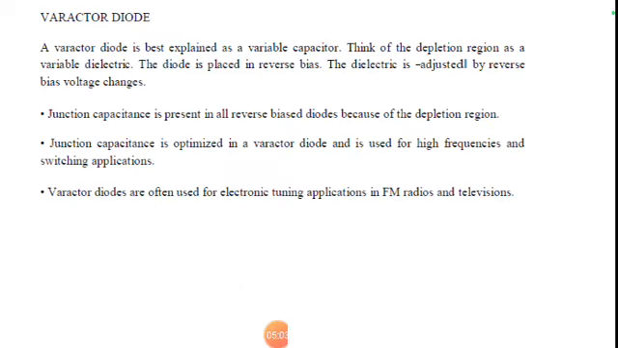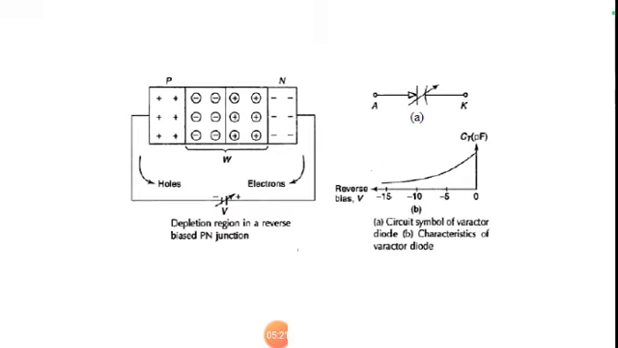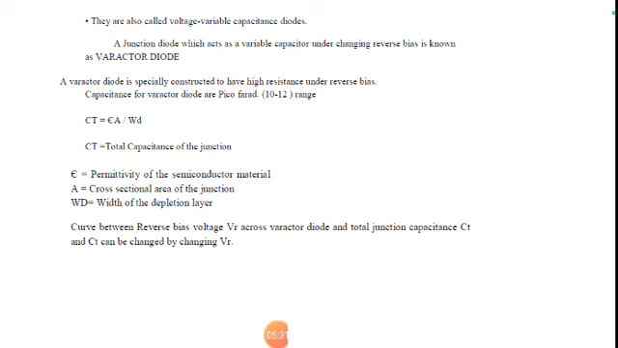Varactor diode is also called a variable capacitor. Here the junction capacitance is in the reverse biased condition, and the junction capacitance is optimized in the varactor diode. It can be operated in the high frequencies and can be used as a switching capacitance. You can see the depletion region in the reverse biased region, and the circuit symbol. This is also called a voltage variable capacitance diode. This junction diode acts as a variable capacitor under changing reverse bias, and the formulas are given.